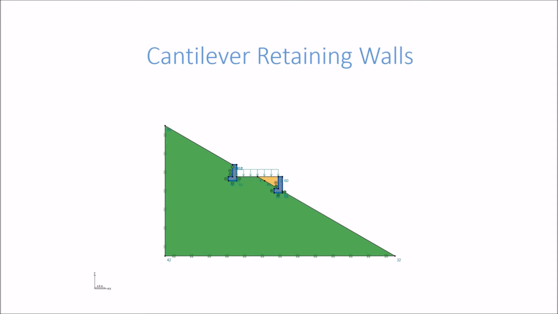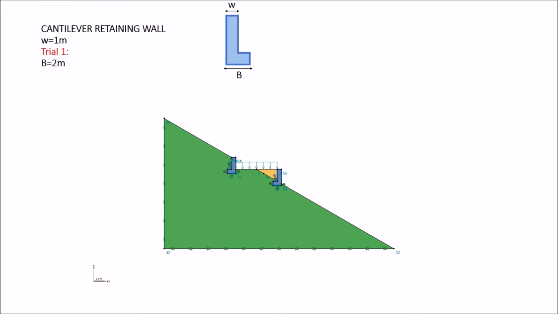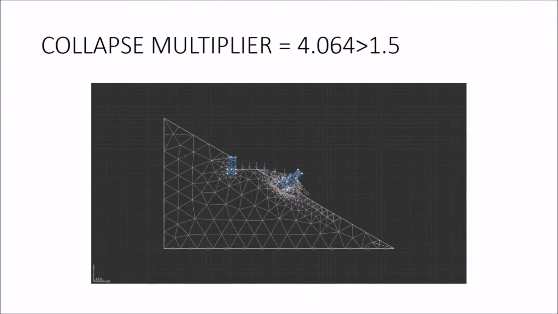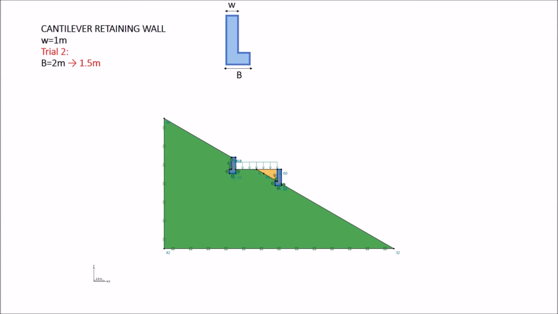This is the design of our cantilever retaining walls. Two cantilever retaining walls are used in this design, and the width of the wall is assumed as 1 meter. We change the lateral size B to meet our requirements. In our first trial, we chose B as 2 meters. The safety factor is larger than 1.5. So we change the lateral size B from 2 meters to 1.5 meters.